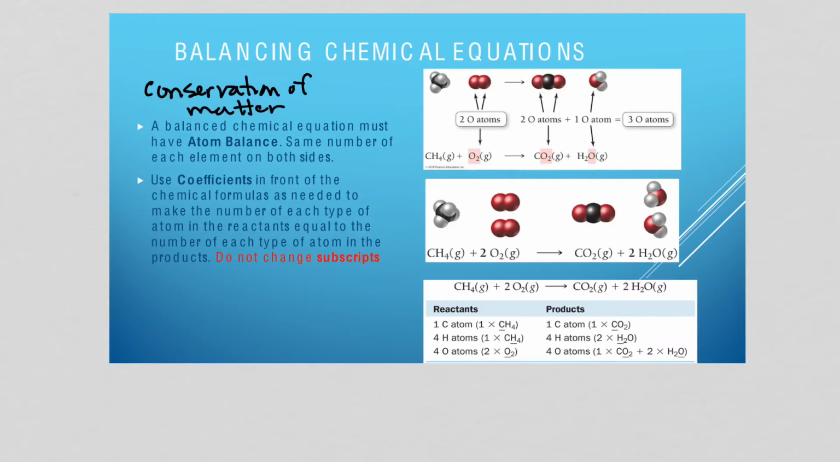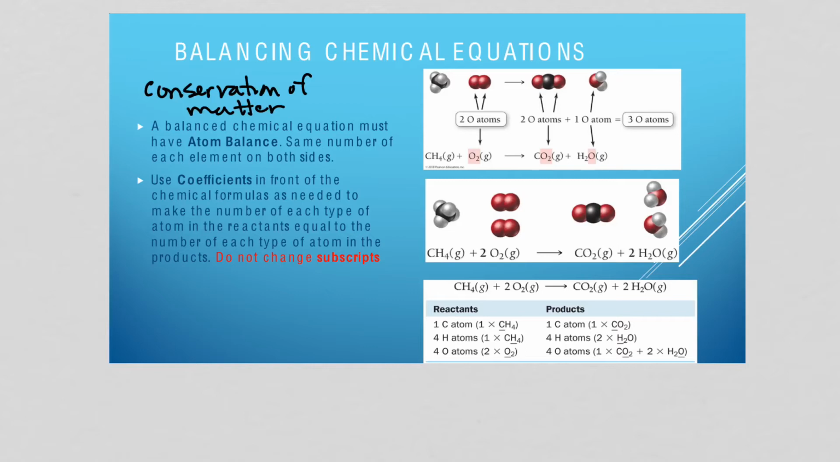Right? So we know the law of conservation of matter is taking place. We have to show that when we write out a chemical equation. And the way that we do that is that we show atom balance, which essentially means we have the same number of each element on both sides of the equation.